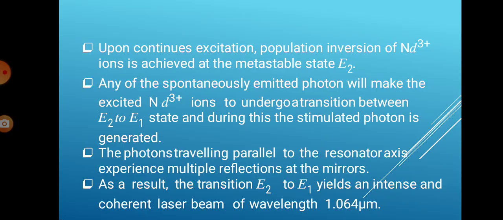Upon the continuous excitation, population inversion of neodymium ions is achieved at the metastable state E2. Here population inversion means the number of atoms in the higher energy state is greater than in the lower energy state. That is achieved in the metastable state. Any spontaneously emitted photon will make the excited neodymium ion undergo the transition between the E2 and the E1 state. During the stimulated emission, photons are generated. The traveling photons parallel to the resonator axis experience multiple reflections at the mirrors. As a result, the transition E2 to E1 yields an intense and coherent laser beam of wavelength 1.064 micrometer.